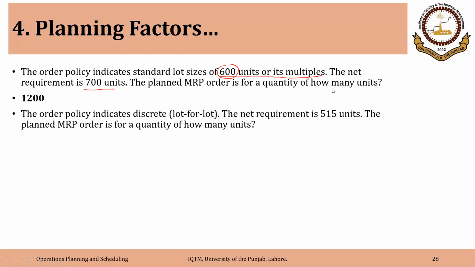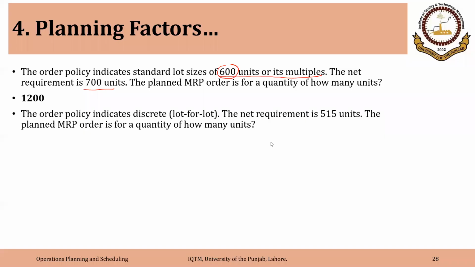Okay. The order policy indicates a discrete lot-for-lot policy. The net requirement is 515 units. The planned MRP order is for a quantity of how many units in this case? So as we are having lot for lot, whatever the requirement is will be the planned order.